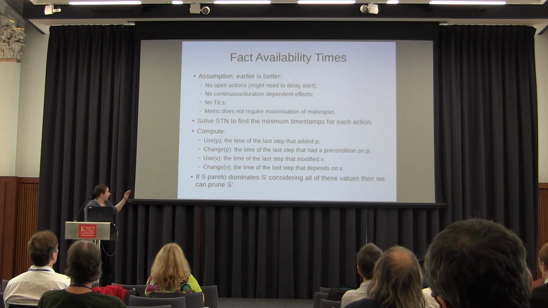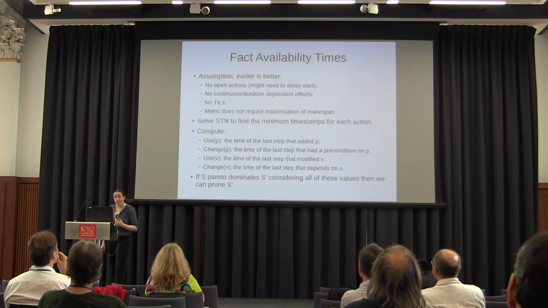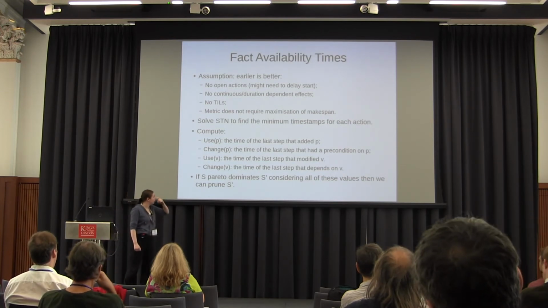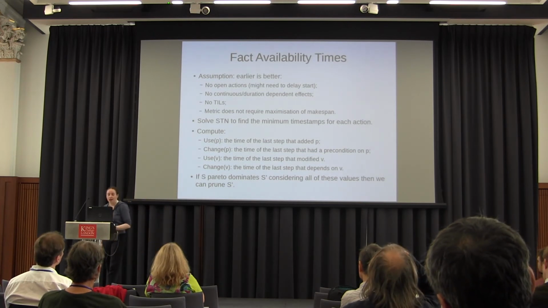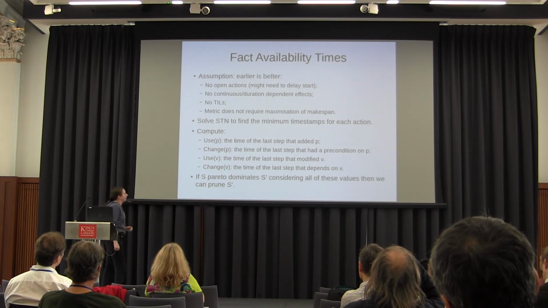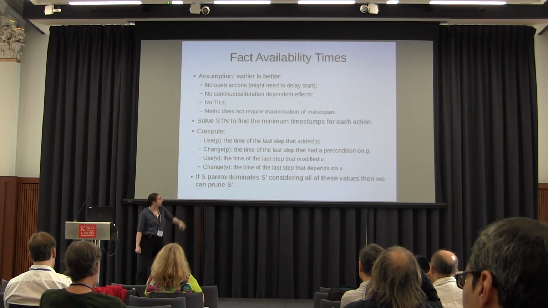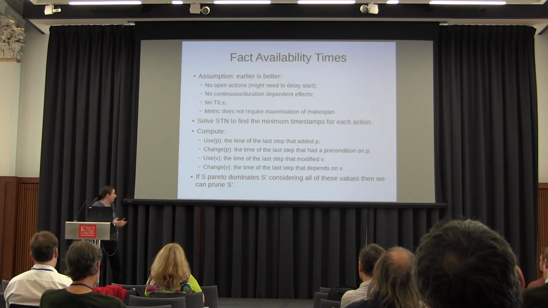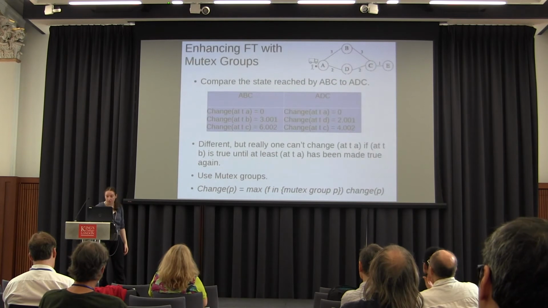First of all, you can solve a simple temporal network for a given plan to find the minimum timestamps for each action. So that's the earliest time at which you could apply each action. And this is similar to numeric planning then. You compute the timestamp: the last step that added P, the last step that had a precondition on P, and it's the same for all the numeric variables. And then basically if you can use P and change P earlier for all variables, then you can prune based on Pareto dominance.